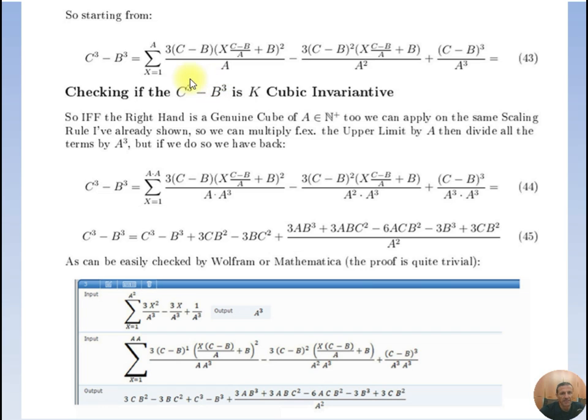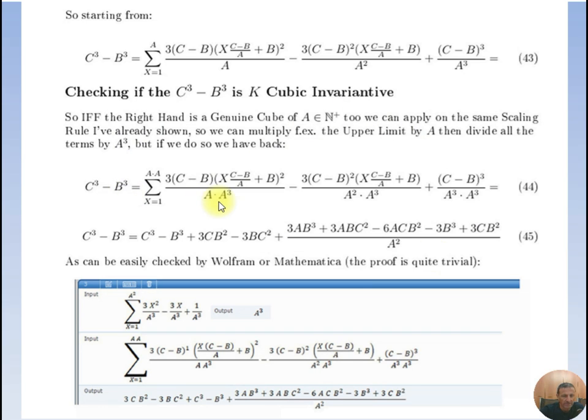Now we check if this new sum is k cubic invariant, so we do the same on a cube. We multiply by a cube over a cube, and we introduce this unitary cubic factor into the sum. In this way the new upper limit is a by a, taking by hypothesis that this is the sum that leads to a cube. If we multiply the upper limit by a, we have to divide all terms by a cube, but this is a hypothesis.